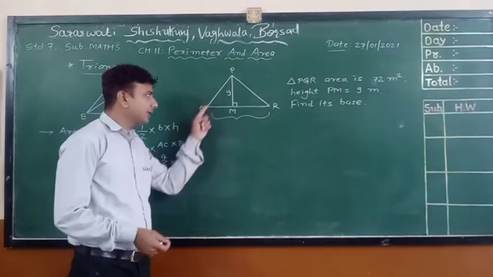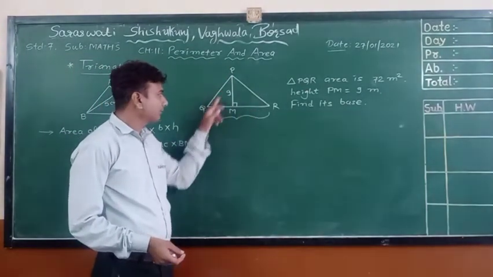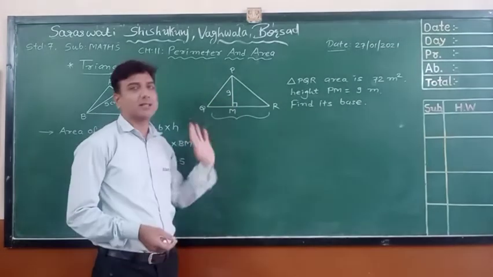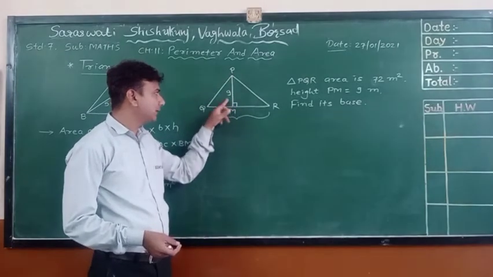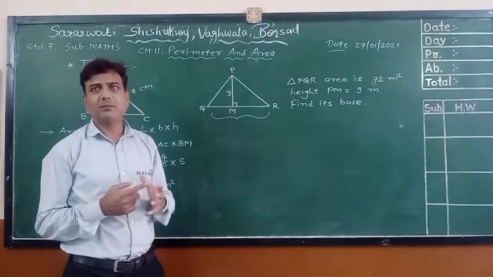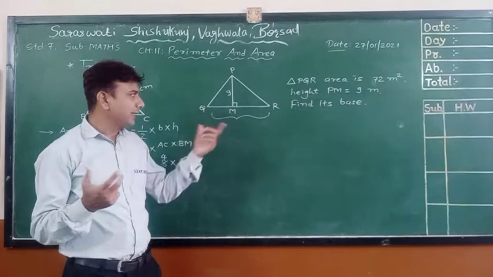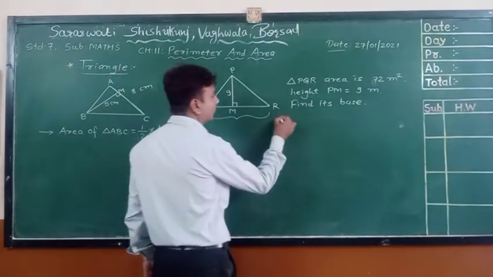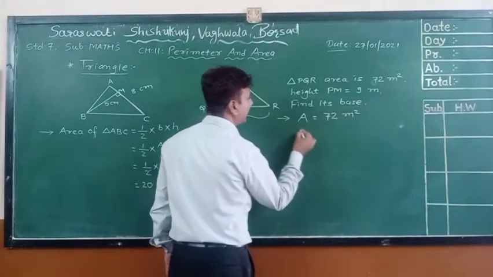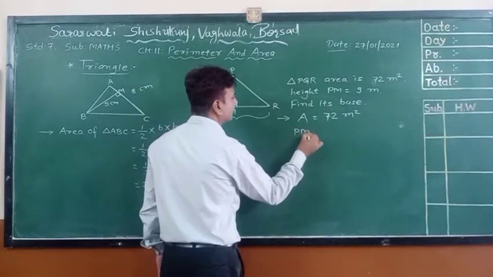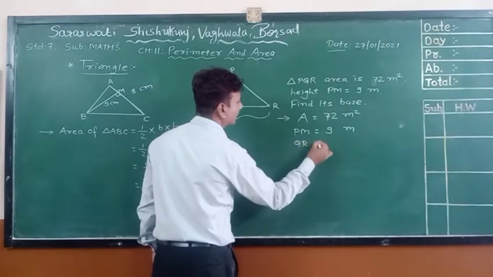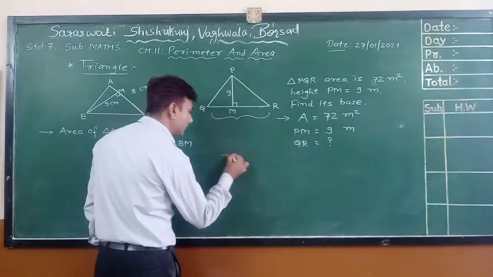See, in this triangle PQR, QR is the base and PM is the altitude on the corresponding base QR. The QR measurement is not given, the altitude is given as 9, and its area is also given. So we have to find the base here. Area equals 72 meters square, and altitude PM is 9 meters, but the base measurement is not given. That we have to find.